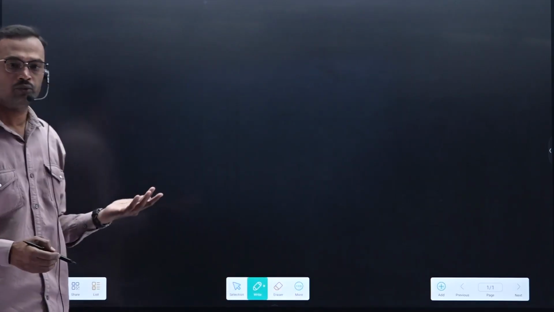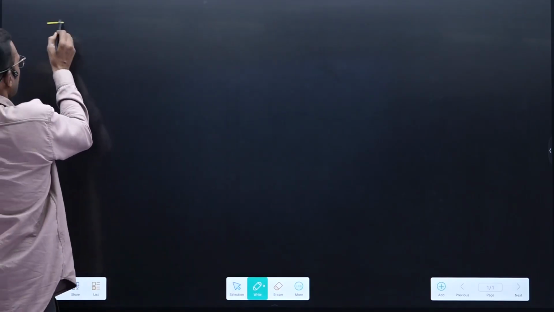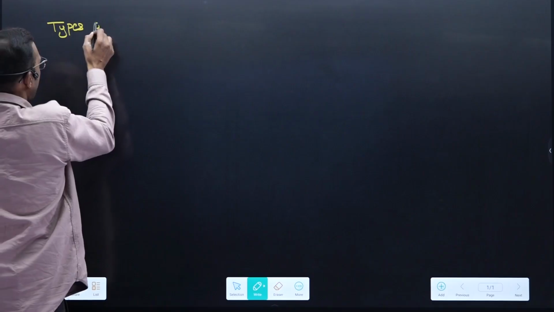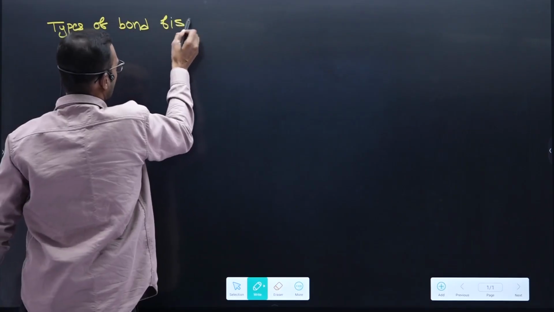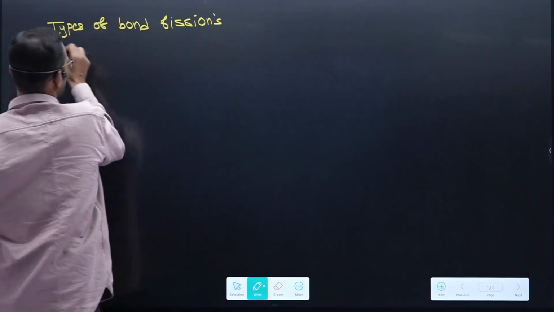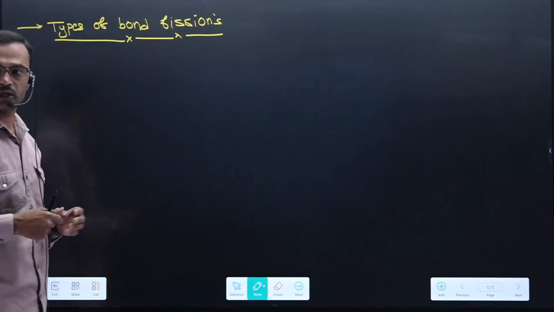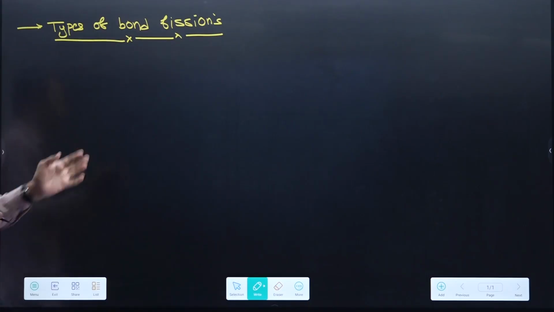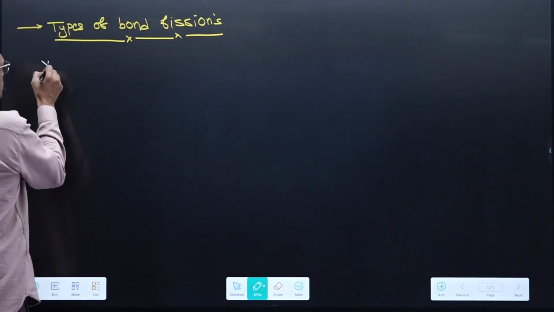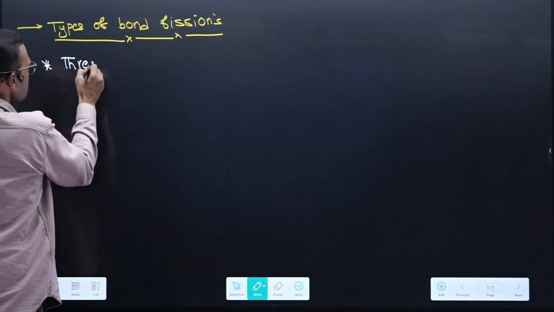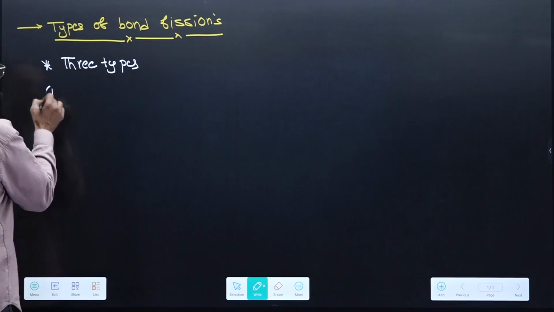Now we are going to discuss fissions, which are helpful in fragmentation. Types of bond fissions in mass spectrometry. These fissions are applicable in GOC also, but most probably they are most helpful in mass spectra. Generally, bond fissions in mass spectrometry are classified into 3 types.